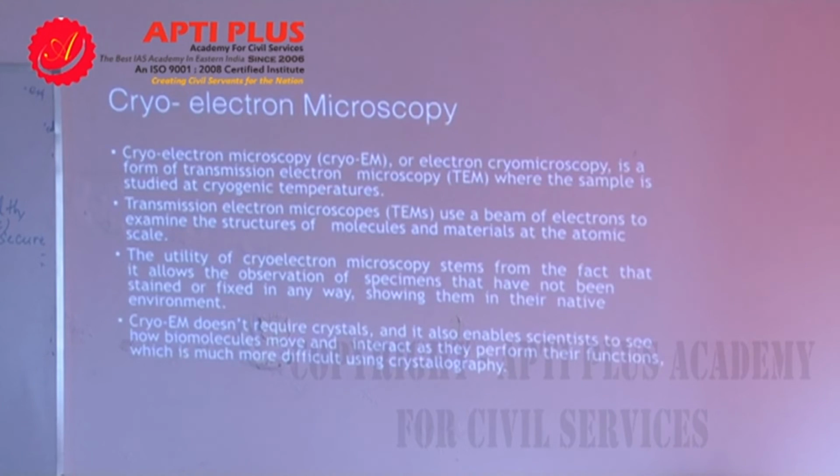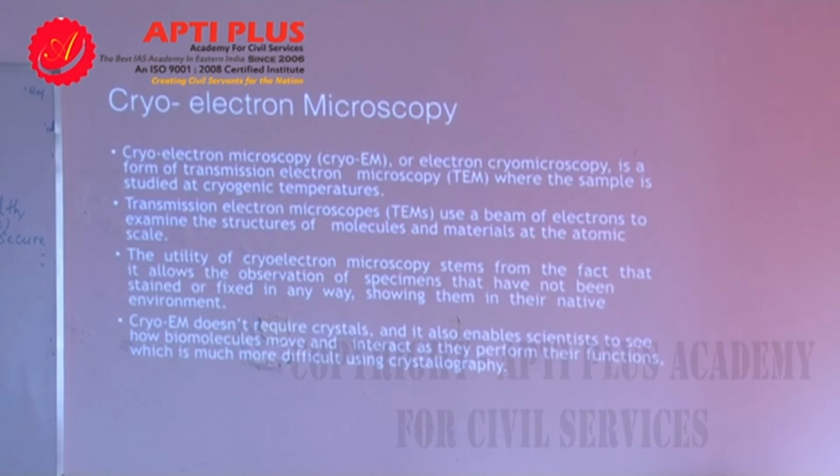The utility of cryo-electron microscope stems from the fact that it allows the observation of specimens that have not been stained or fixed in any way. That means without any staining, without any chemical form, the exact sample can be studied under the microscope. Right? So cryo-EM doesn't require crystals and also enables scientists to see how biomolecules like protein, DNA, RNA, lipids, all those kinds of biomolecules move and interact as they perform their function. That is live sample, live reaction inside the cell, which is much more difficult using crystallography.